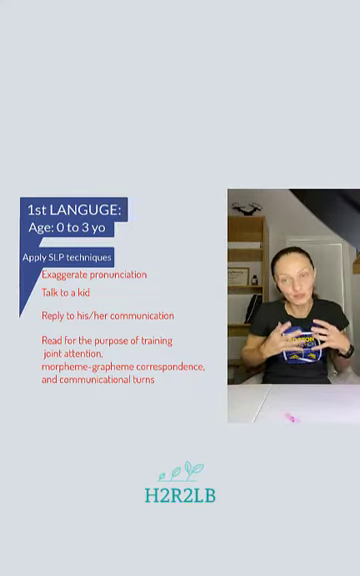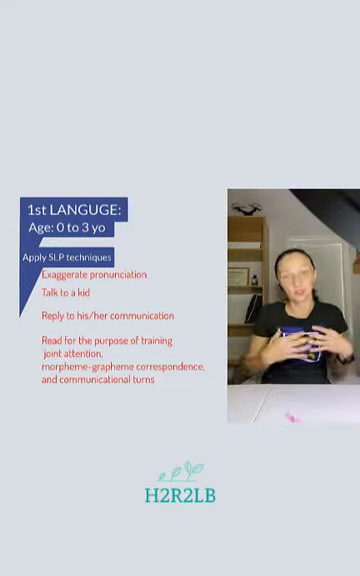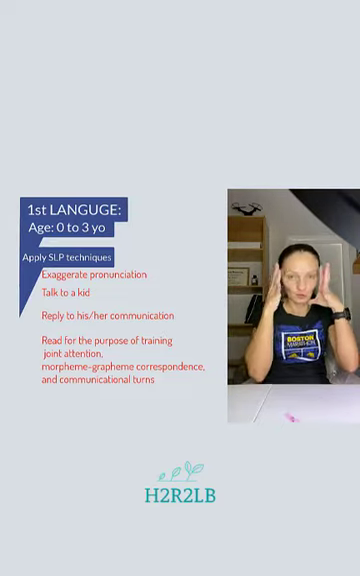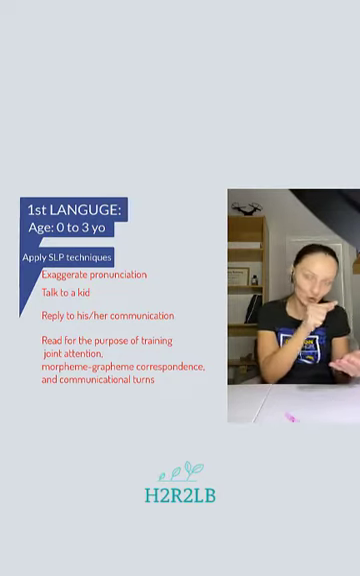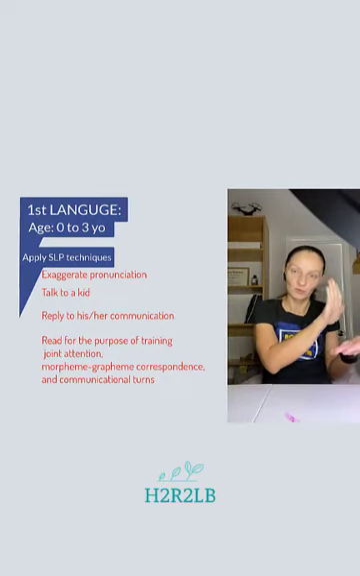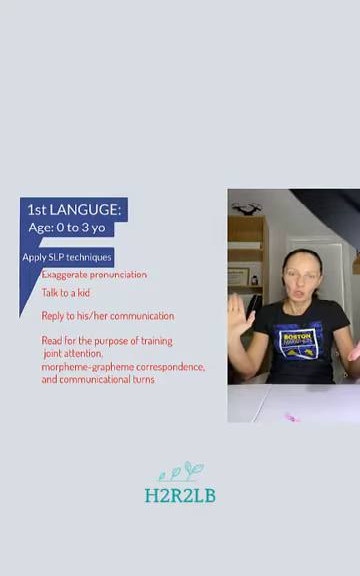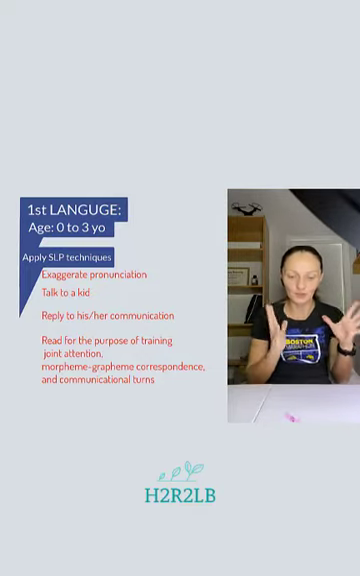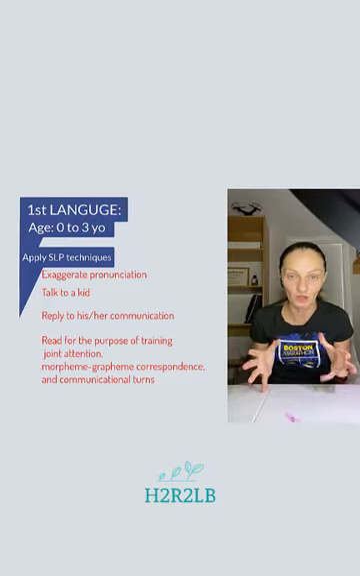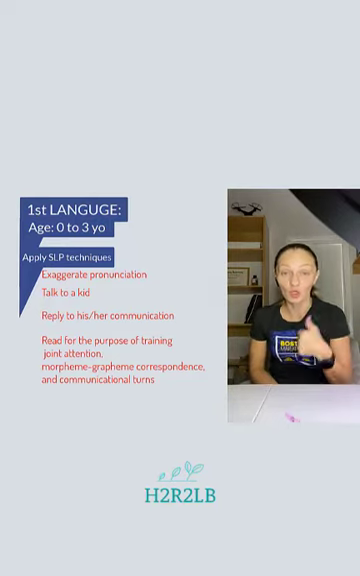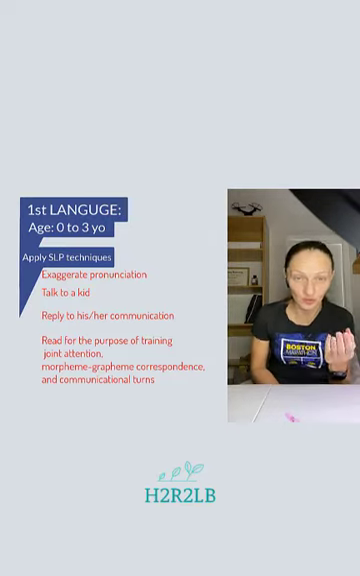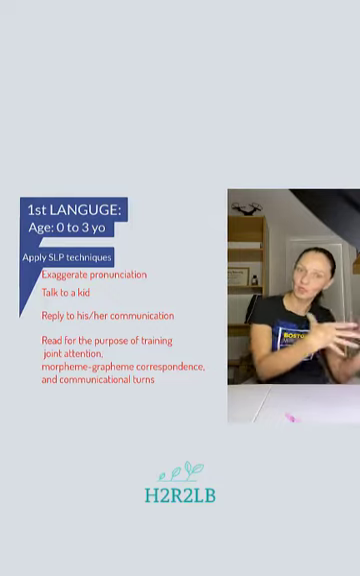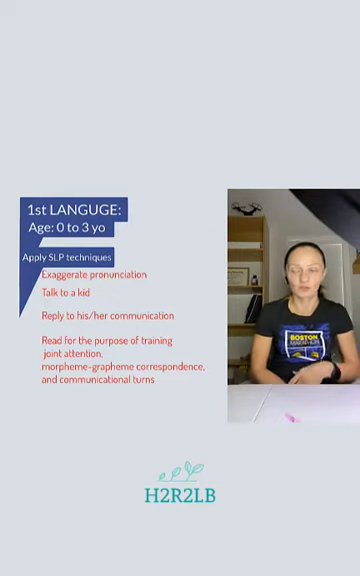The most important part about reading is that you connect with your kid. You install communicational skills, which is joint attention. You show that there is morpheme and phoneme correspondence between those things. This is what is crucial about the reading part. So for the first language, you exaggerate your pronunciation, you talk, you reply back to the child's communication, and you read, but with the purpose of showing the communicational parts of that process.